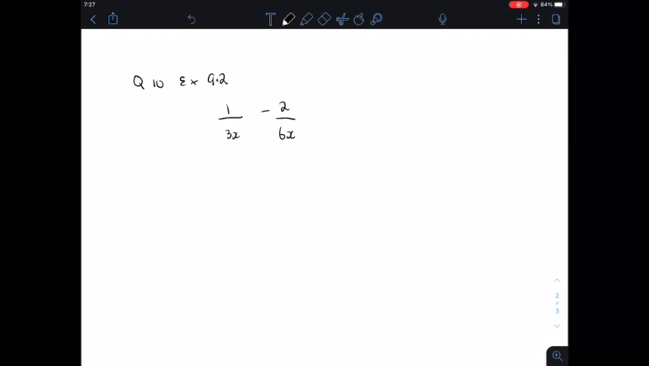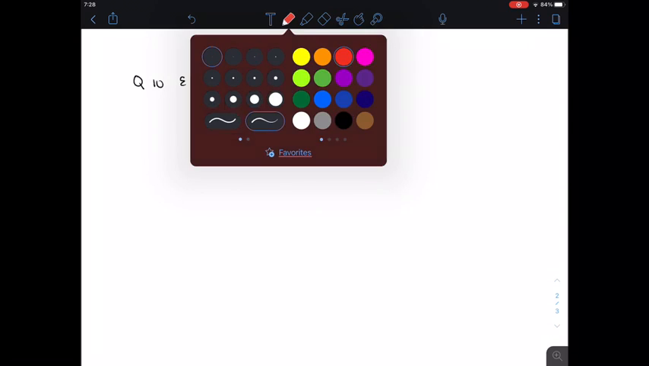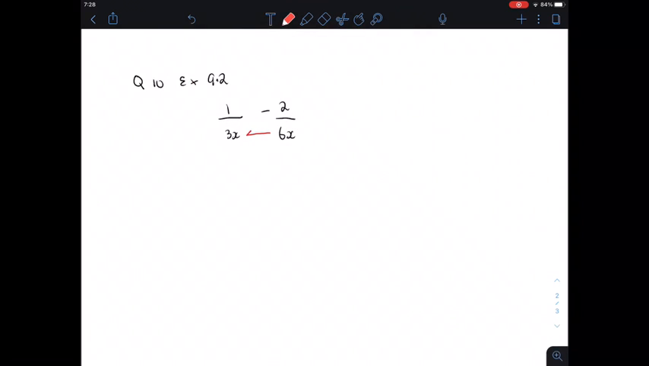Okay, your next homework question was exercise 9.2, question 10. 1 over 3x minus 2 over 6x. So we do these in the same way as before. Draw your arrows, multiply your bottoms together and cross multiply to find your new tops. This leaves us with 3x times 6x, and then cross multiplying to find your new tops leaves us with 6x times 1 minus 2 times 3x.